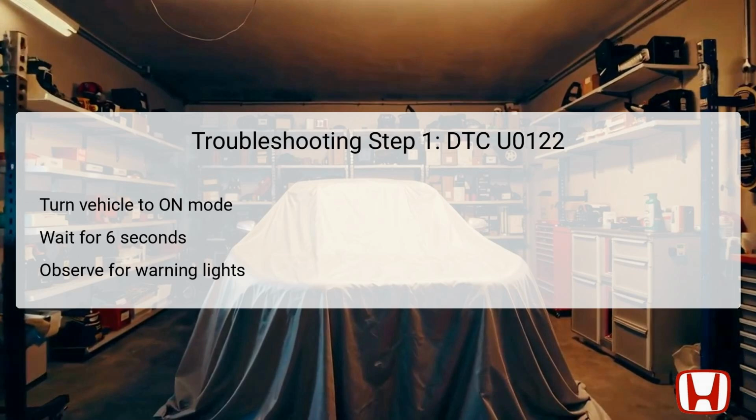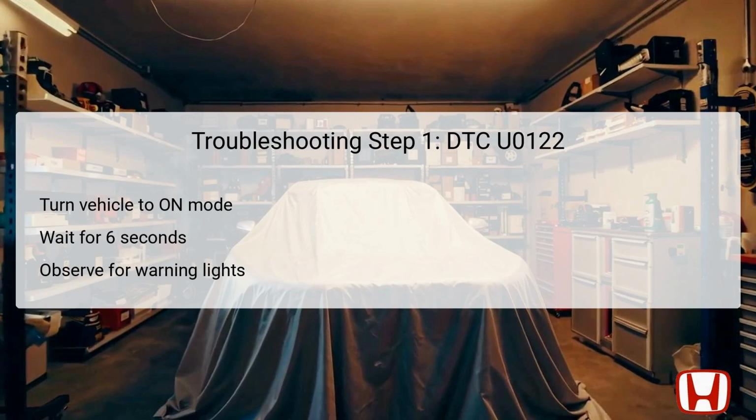The first troubleshooting step for DTC U0122 involves turning the vehicle to the on mode and allowing it to sit for at least 6 seconds. This initial action is crucial as it enables the BCM to attempt to establish communication with the VSA modulator control unit. While waiting, it's advisable to observe the dashboard for any warning lights that may indicate ongoing issues.